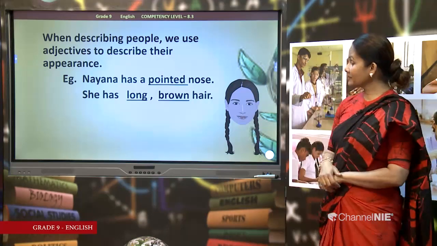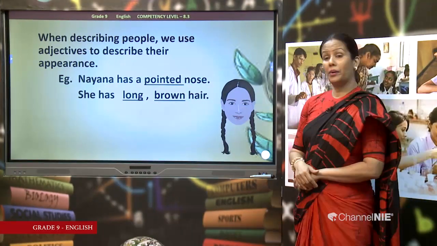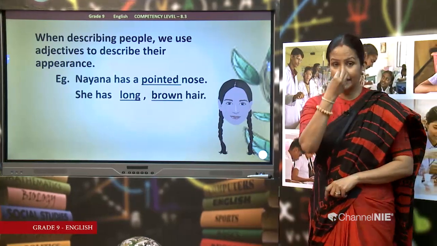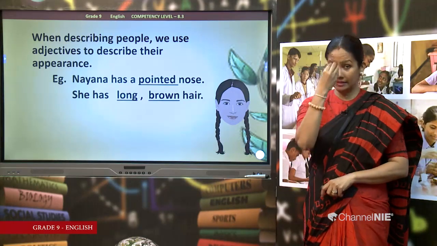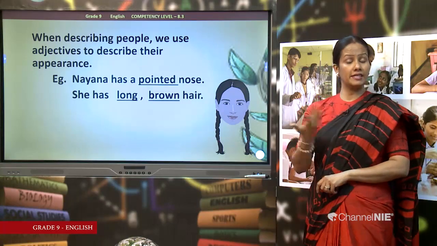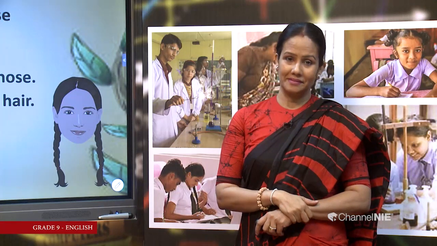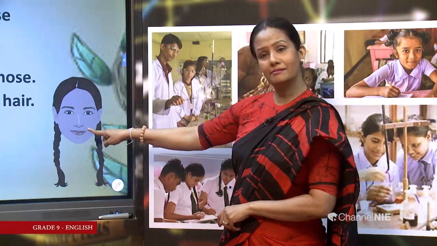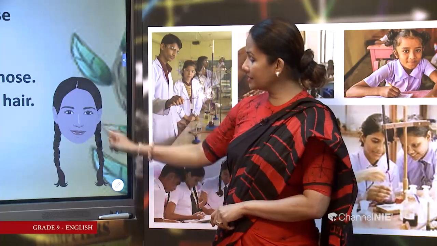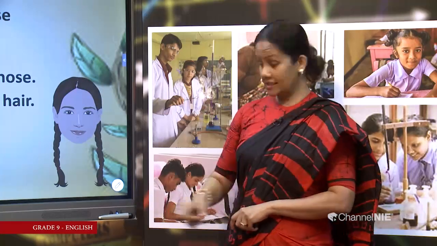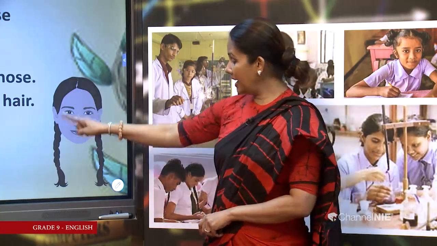Look here, what have we written here? Nayana has a pointed nose. So, Nayana has a sharp pointed nose. If somebody has a nice pointed nose, we say this person is having a pointed nose. Can you see Nayana's pointed nose here? I think you can. And what else can you see? What is her prominent body appearance? Yes, she has long brown hair.